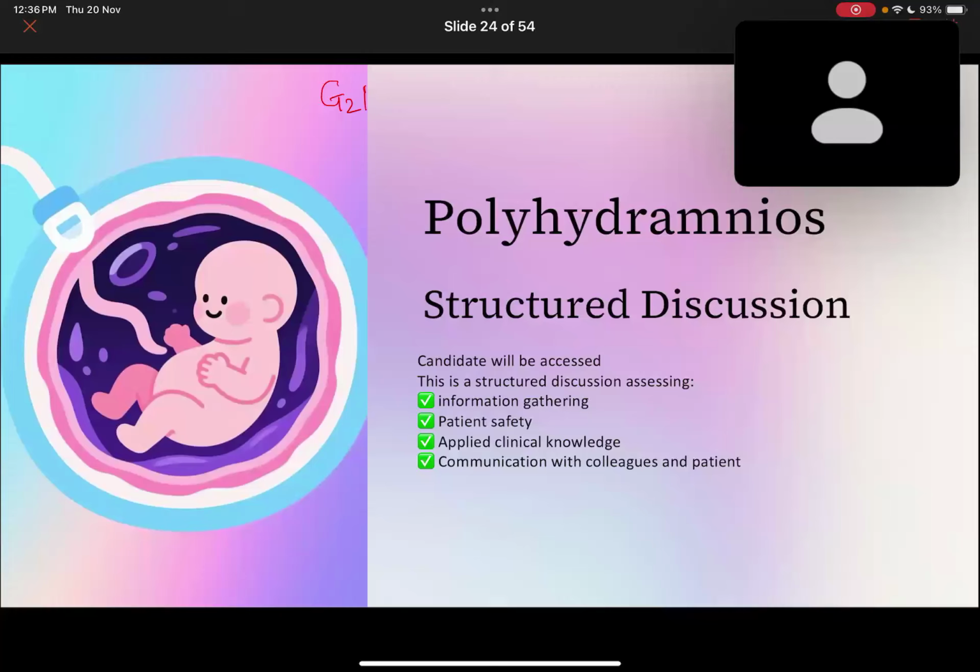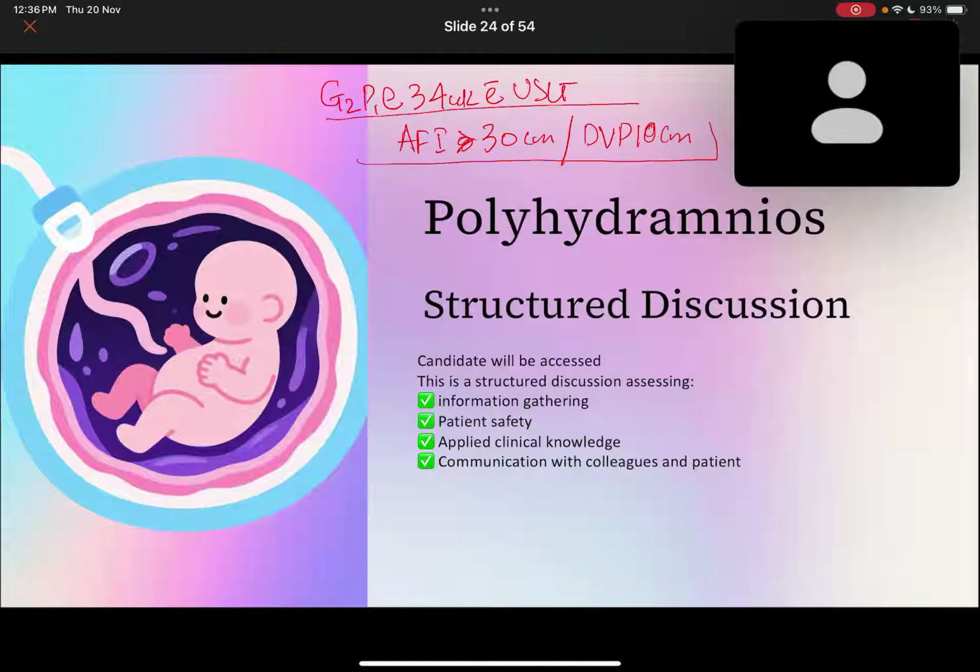You have Gravida 2, Para 1 at 34 week with ultrasound finding. Deep vertical pool is 10 centimeter. Okay. Yes. Now start.